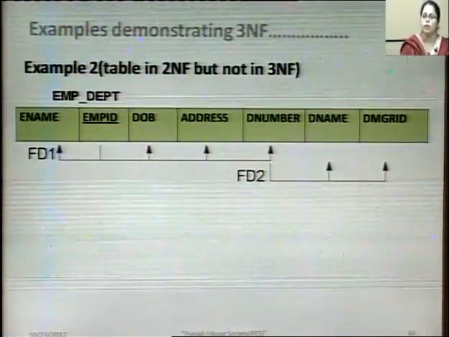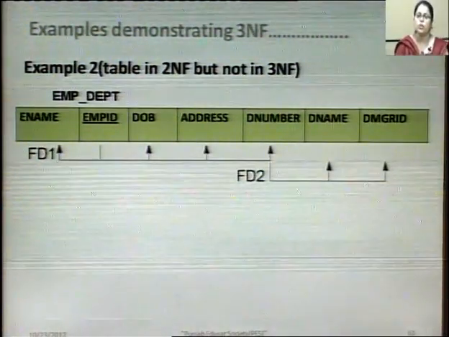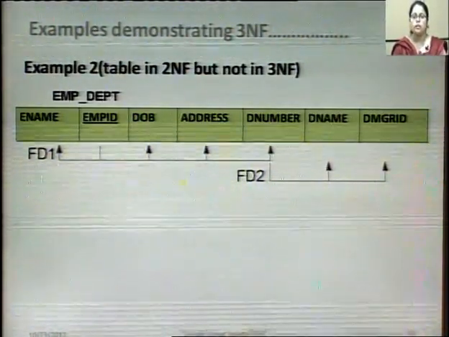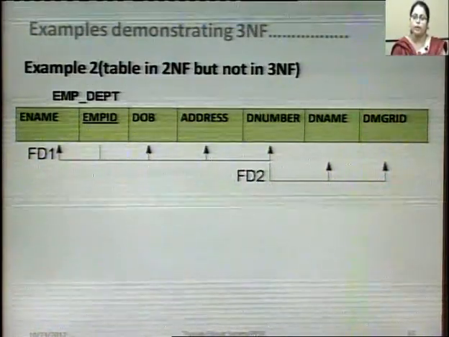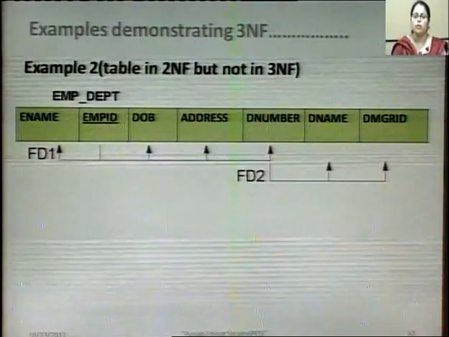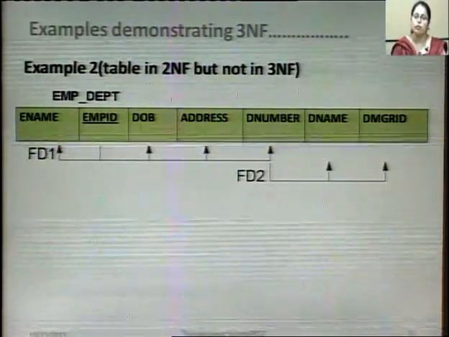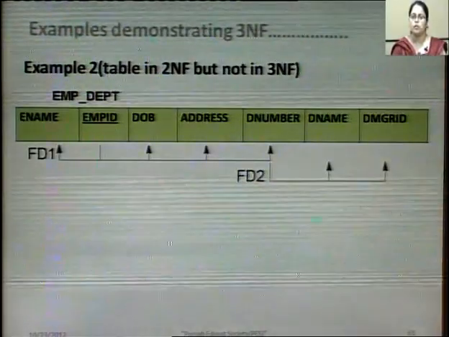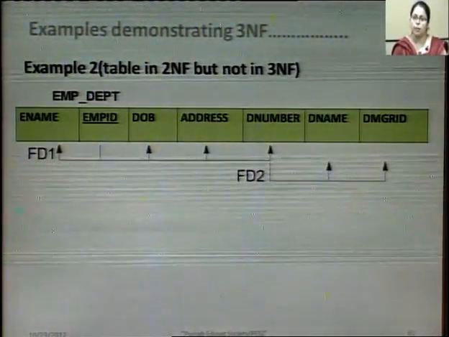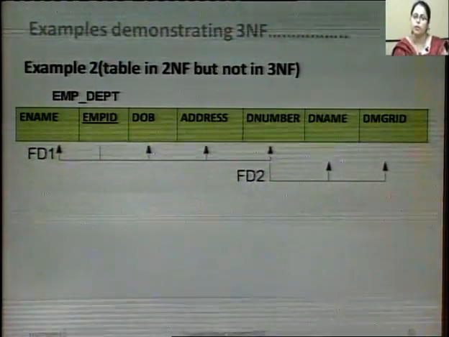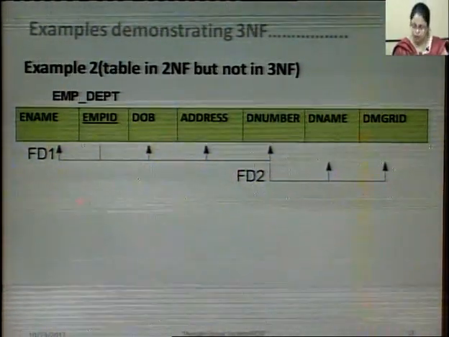Second example of a relation which is in second normal form but not in third normal form. Here is an example of the table employee department. This relation is in second normal form because every non-prime attribute like employee name, date of birth, address, department number, department name and department manager ID is fully functionally dependent on the primary key, employee ID, of the relation.